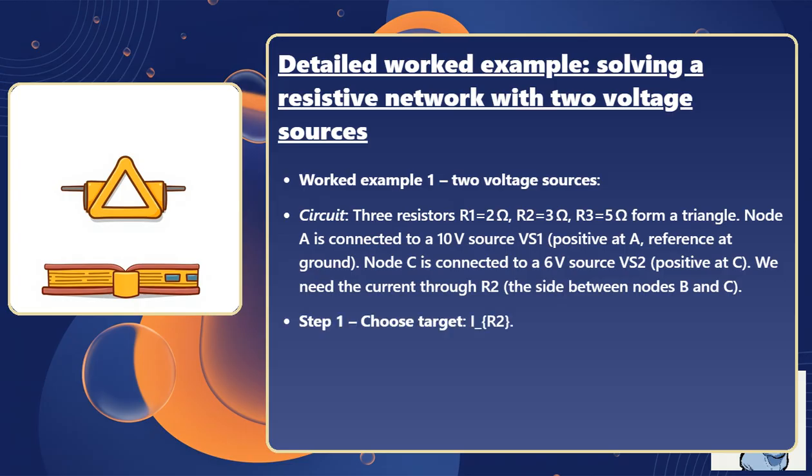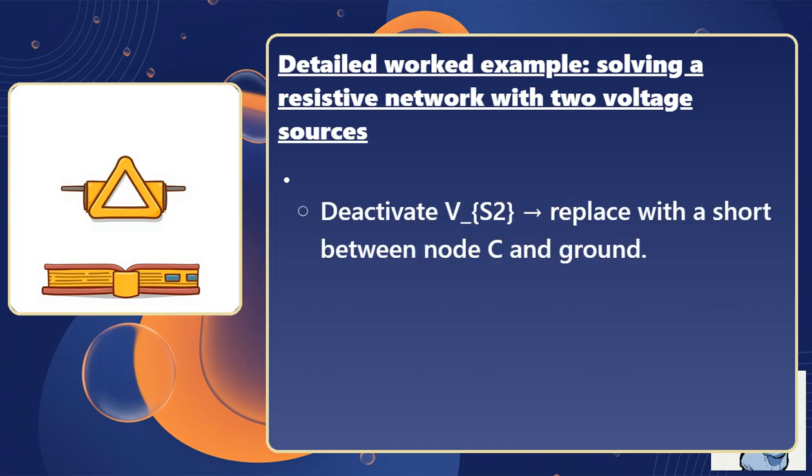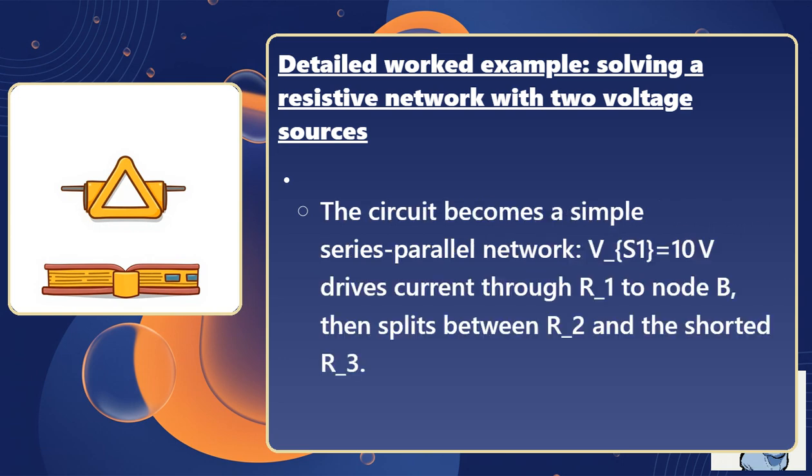Step 1, choose target I sub R2. Step 2, source 1 active, source 2 deactivated. Deactivate VS2, replace with a short between node C and ground. The circuit becomes a simple series parallel network. VS1 equals 10 volts drives current through R1 to node B, then splits between R2 and the shorted R3.